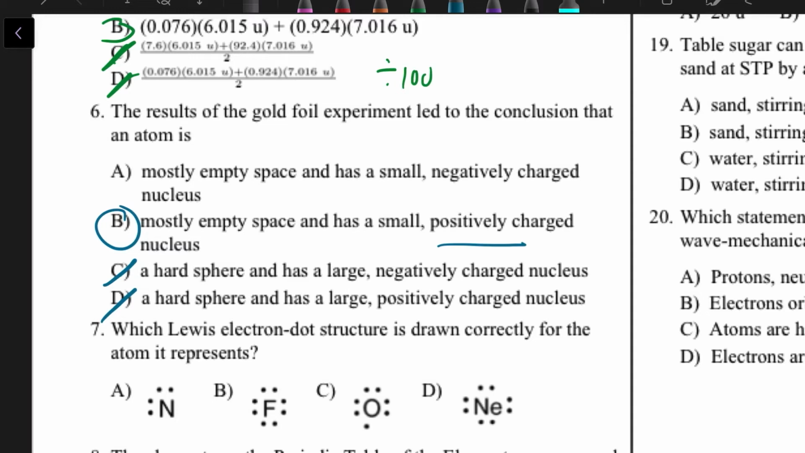But every so often, the alpha particles, which he knew were positive, got deflected by something, and the positive charge only gets deflected by other things that are positive, making it B.